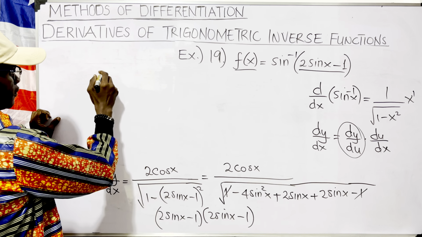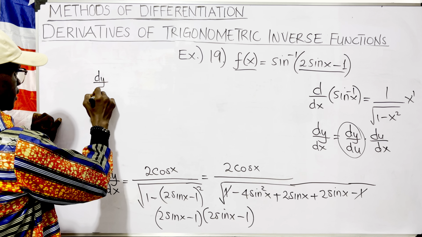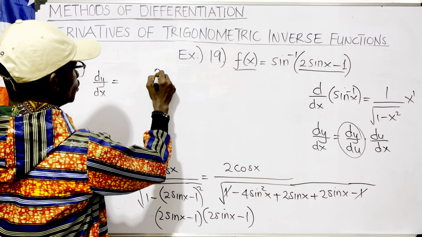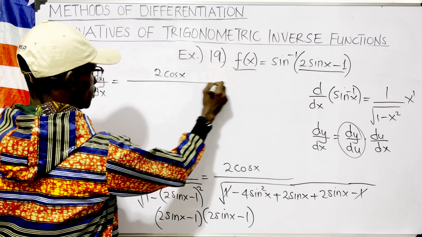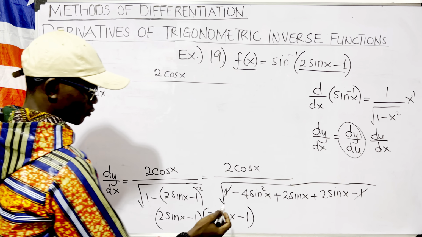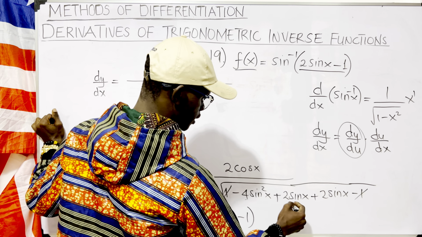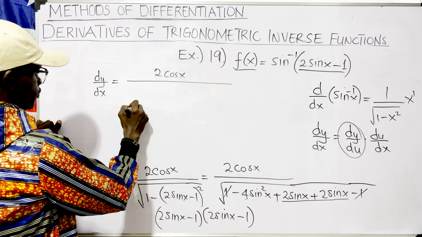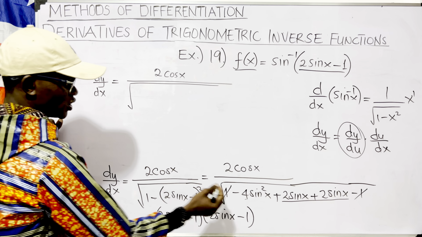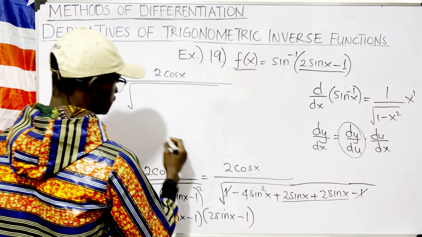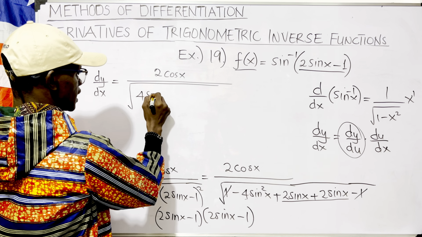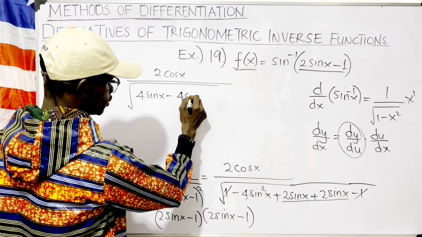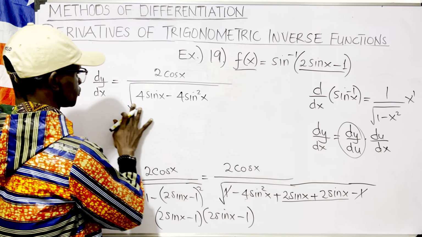So we can just have dy by dx, which will now be equal to 2 cos of x all over the square root of, now these are like terms. So take the positive first: this and this is just 4, it's 4 sine of x. And what's here is minus 4 sine square x.